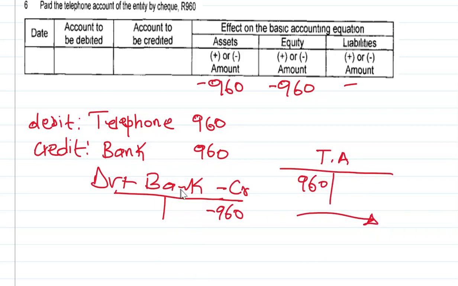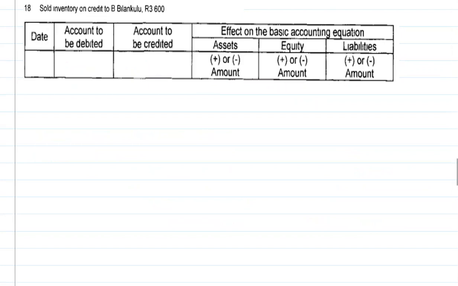Let's go to the next transaction again. Before we go to the next transaction, for sure here you are gonna write telephone account. Here you're gonna write bank. That's what I forgot there. Okay, let's just go to our next transaction.